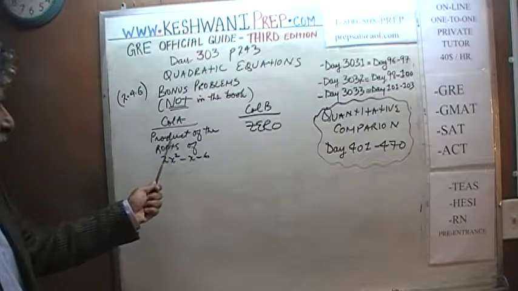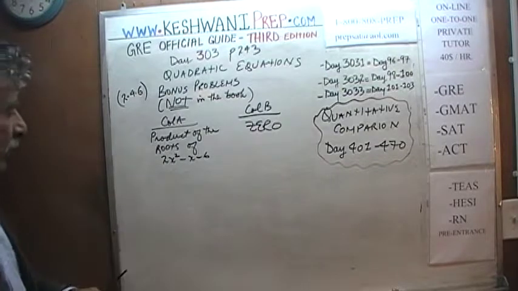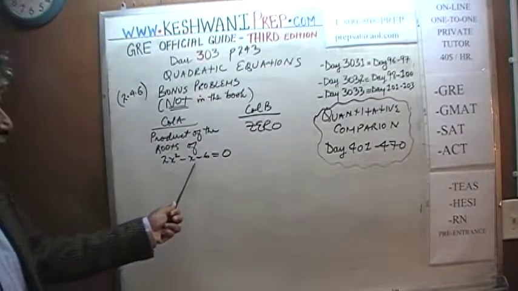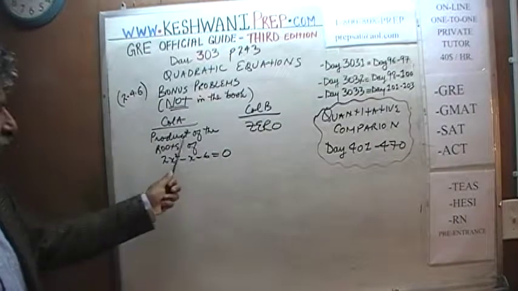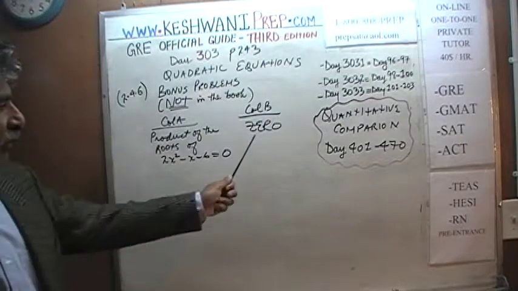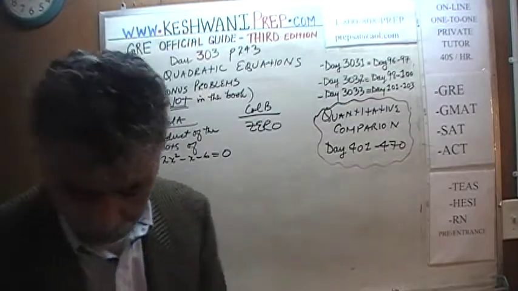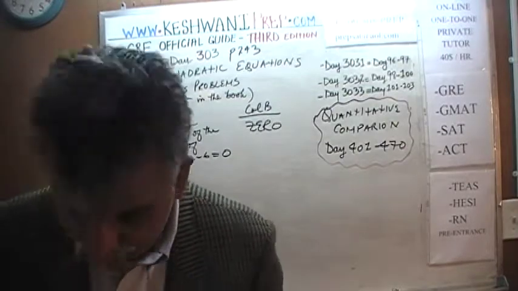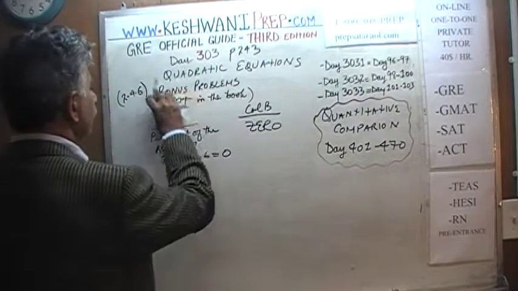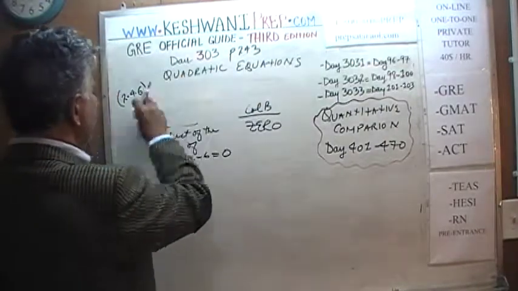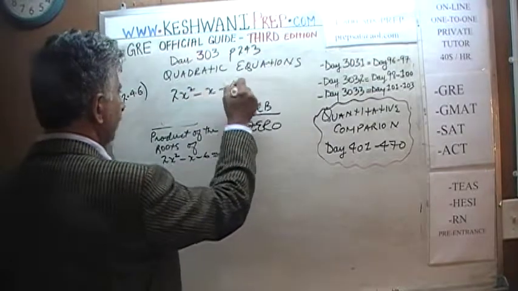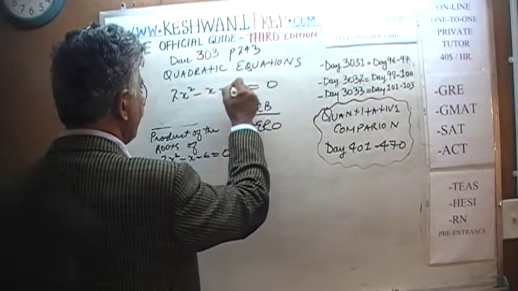Here's the first problem. We're being asked to compare the product of the roots of this quadratic equation. The quadratic equation given to us is 2x squared minus x minus 6. We are asked to compare the product of the roots versus 0. Let's see what we can do, shall we? Let's put it on the top here: 2x squared minus x minus 6 is equal to 0.